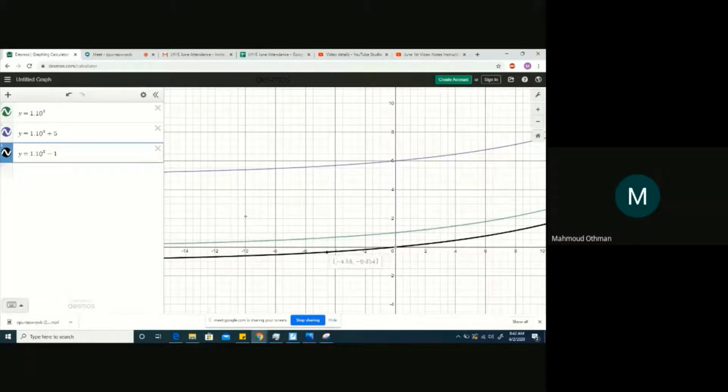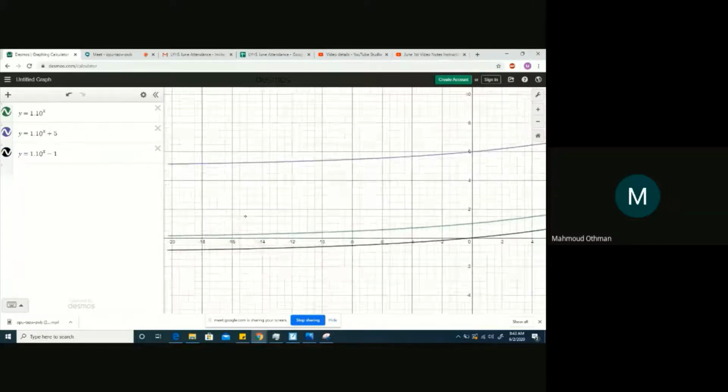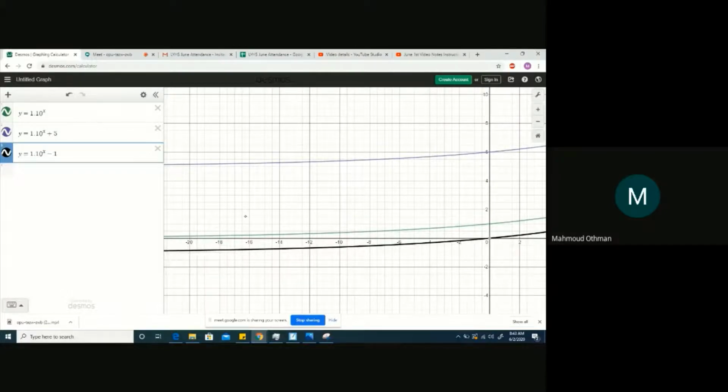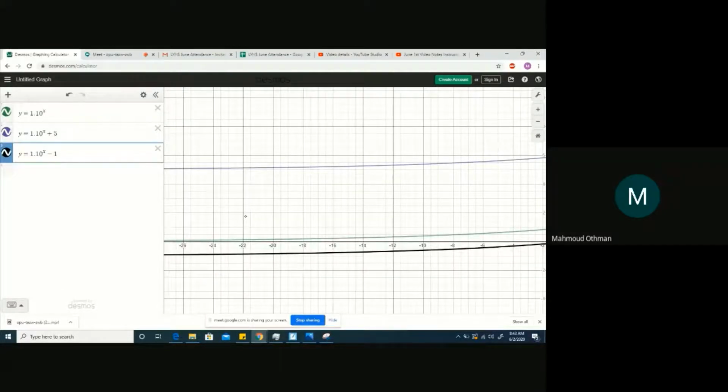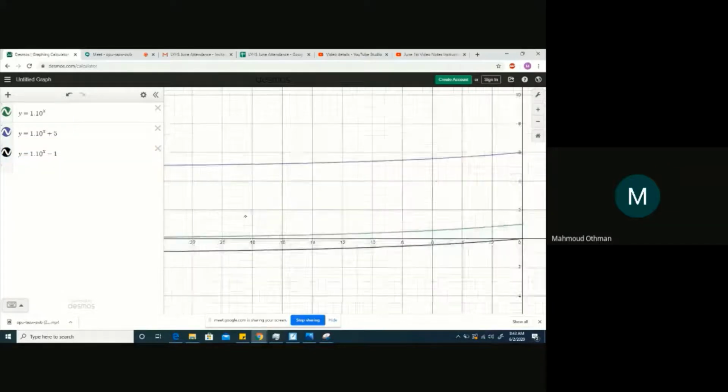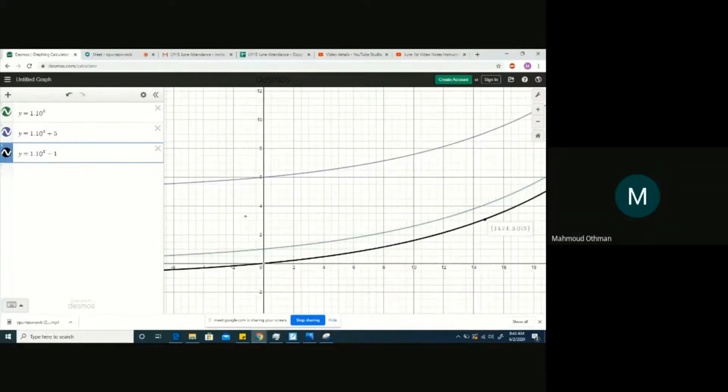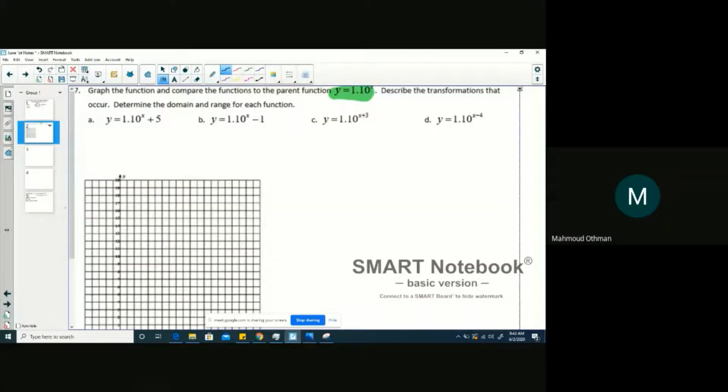Let's take a look at this guy. As x gets smaller, y tries to get to -1. As x gets bigger, it looks like it gets bigger, so it tries to approach infinity. My range is my y values. So my domain for this guy is all real numbers, or -infinity to infinity. My range, this guy tries to approach 0, but never gets to 0, and goes to infinity.